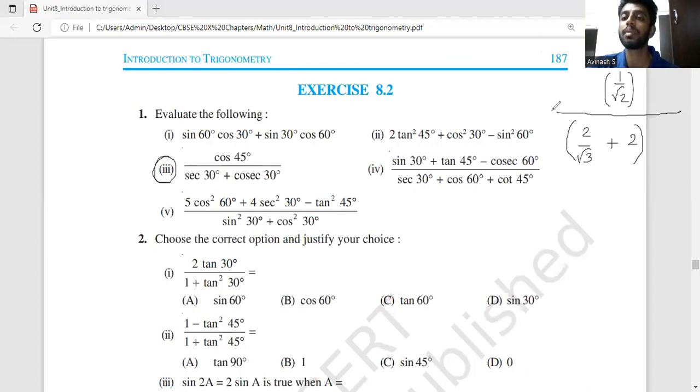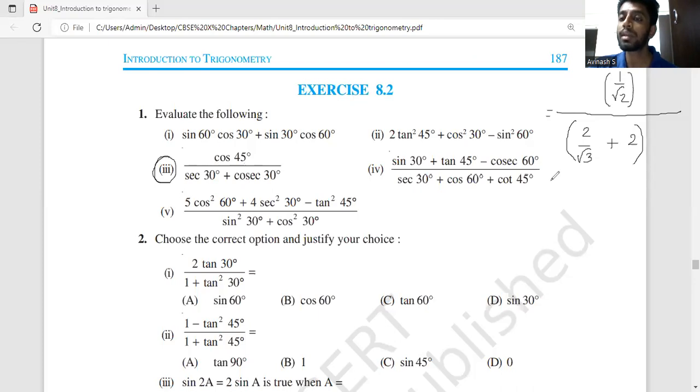The substitution should be proper. I repeat, cos 45 degree, we all know it is 1 by root 2. Sec 30 is nothing but the inverse of cos 30. Cos 30 is root 3 by 2, so sec 30 will be 2 by root 3. Similarly, cosec 30 will be the inverse of sin 30. Isn't it? So sin 30 is 1 by 2, so the inverse will be 2.